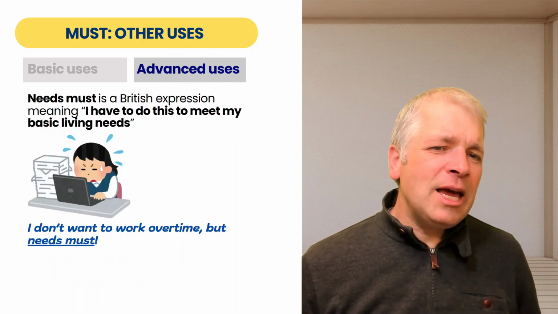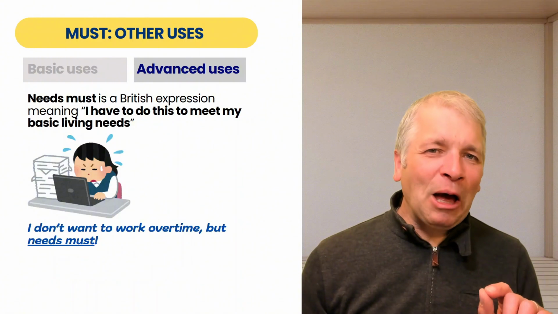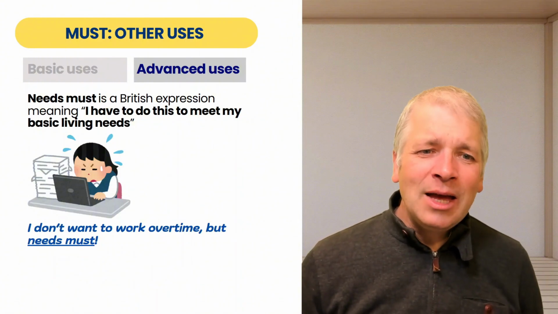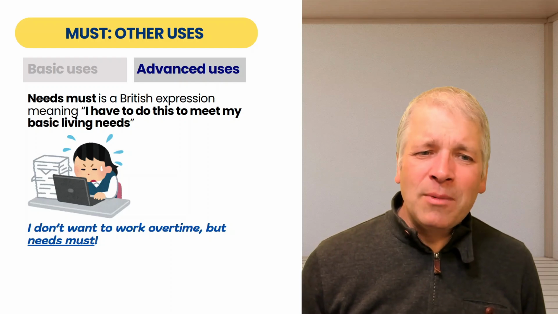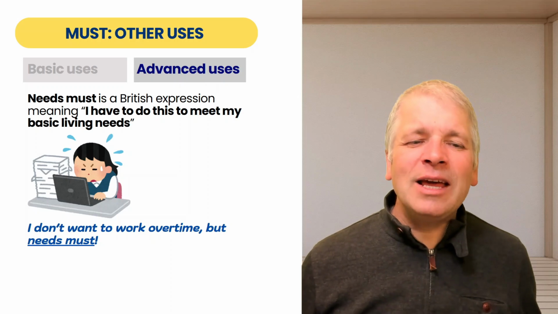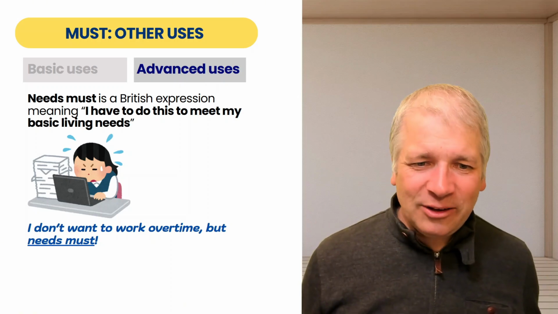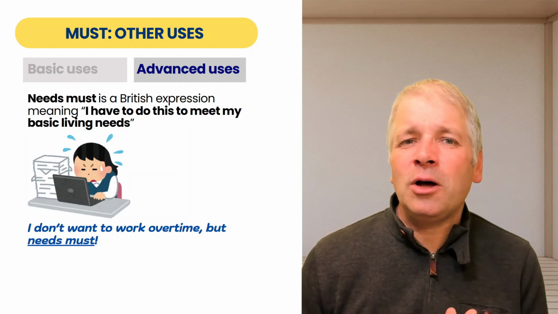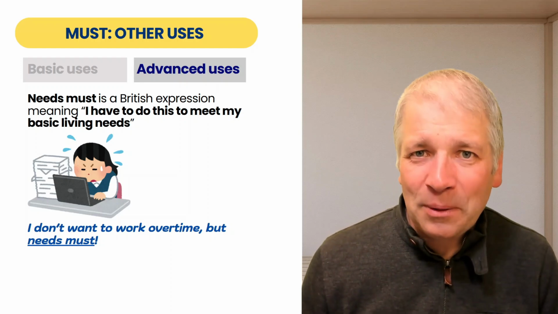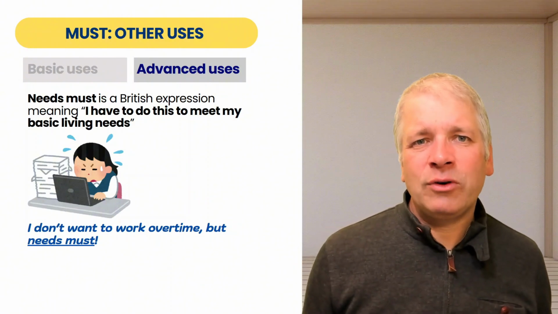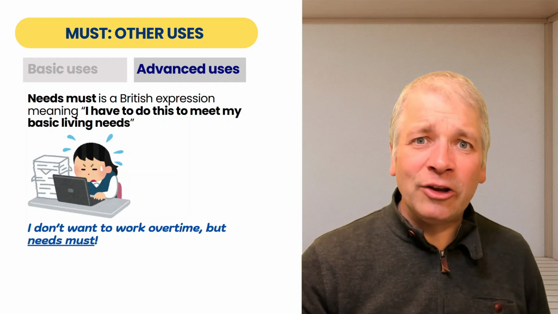There's a phrase in British English, needs must, that if you live in Britain long enough, you'll hear it eventually. It means I have to do this to meet my basic living needs. What's fascinating about needs must is that it completes a clause. I don't want to work overtime, but needs must. Needs becomes a subject and must acts like the verb. We use this as a complete clause. It's a very unusual structure in English, but we do use it in British English.